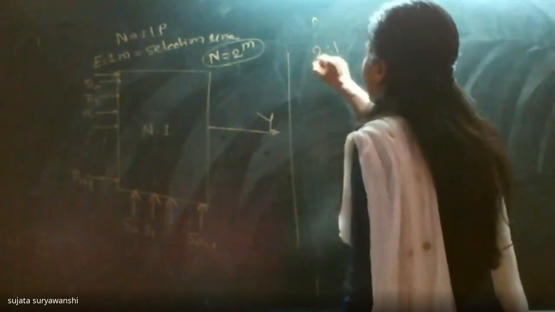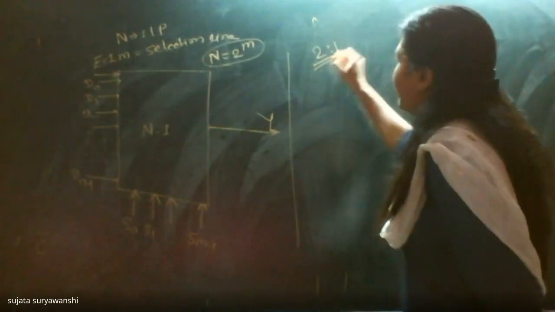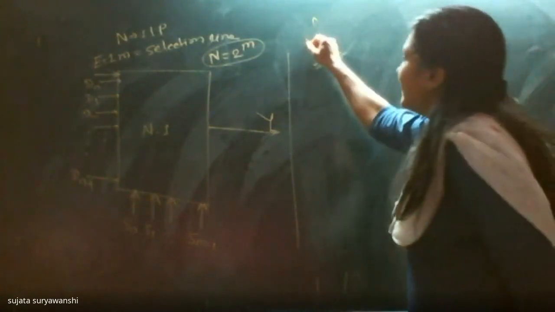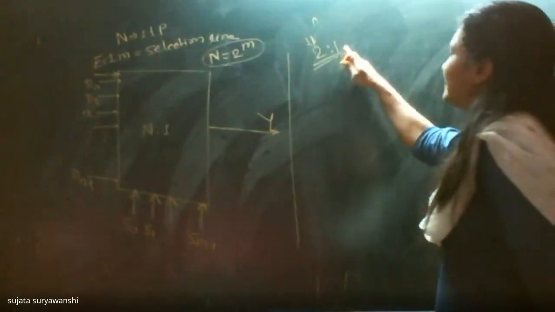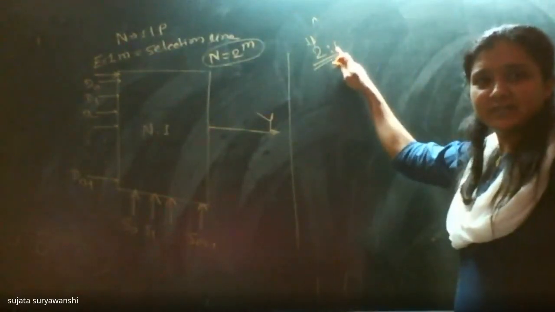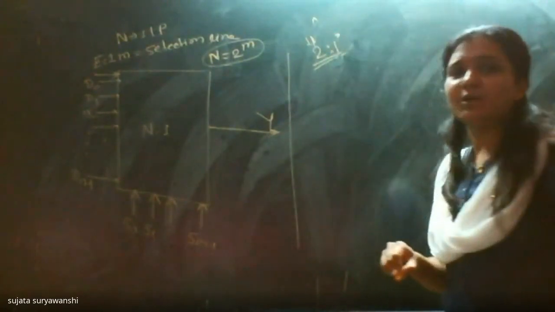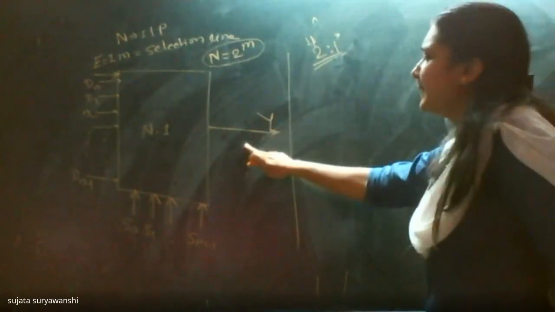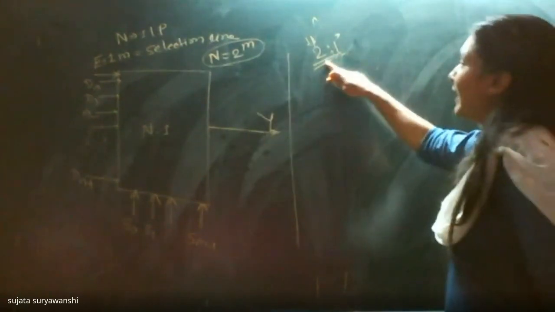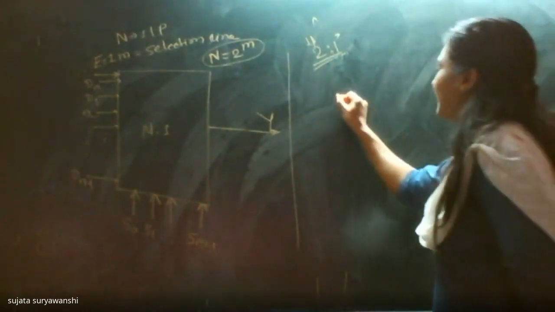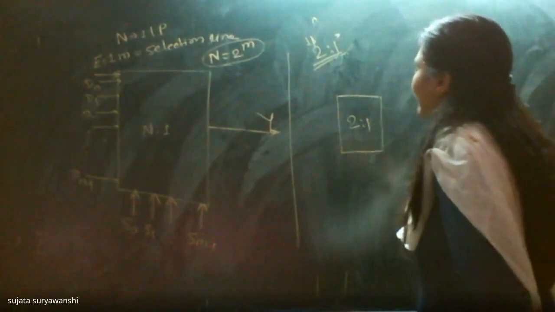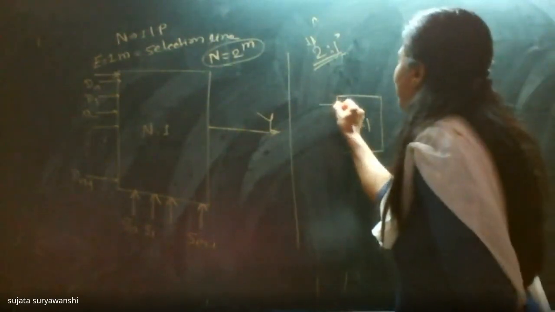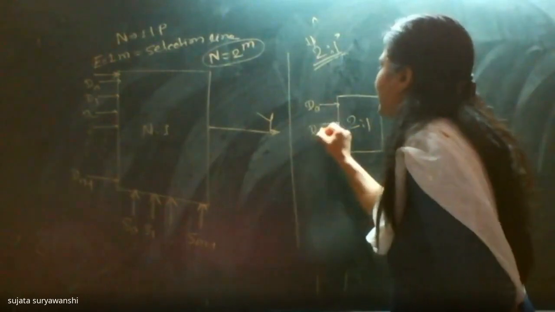multiplexer here. Suppose 2:1. 2:1 multiplexer means the number present before the colon gives the number of inputs of your multiplexer, and the number present after the colon is the number of output lines. So multiplexer produces a single output. That's why 2:1, where this multiplexer has 2 inputs and a single output. Suppose this is the 2:1 multiplexer block diagram. Then inputs are D0 and D1 only.